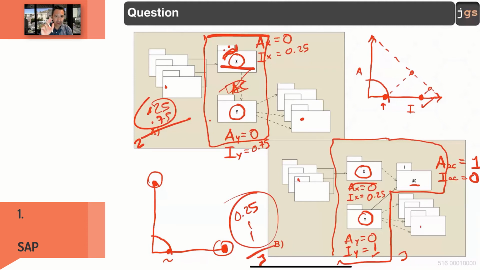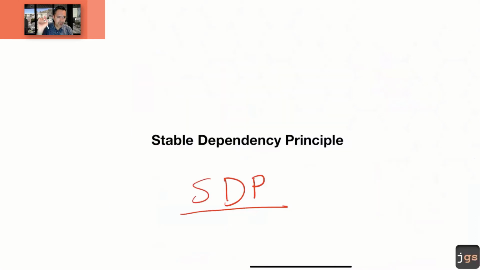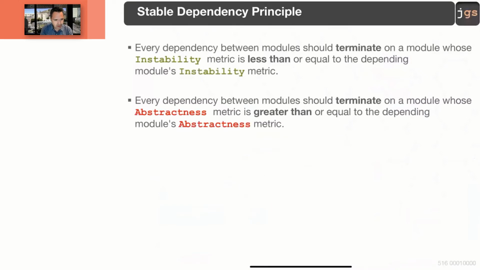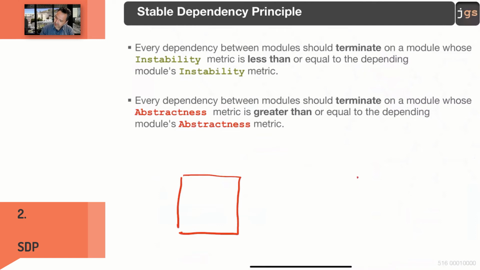Good. Okay. SAP, SDP. SDP is going to be somehow connected with the previous one, and it uses the following. Imagine that you have a package or a class, whatever, and you have another one. 2 classes or 2 packages.